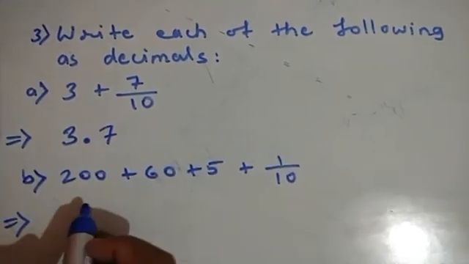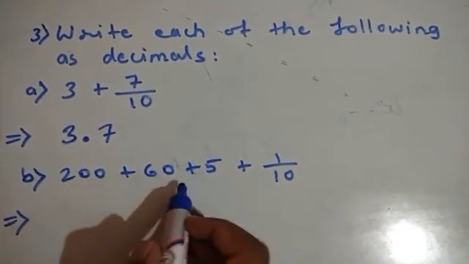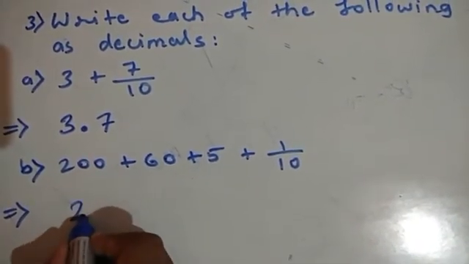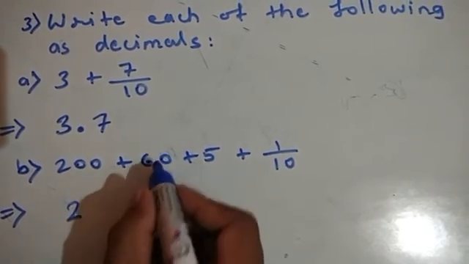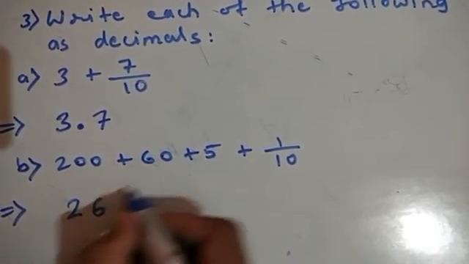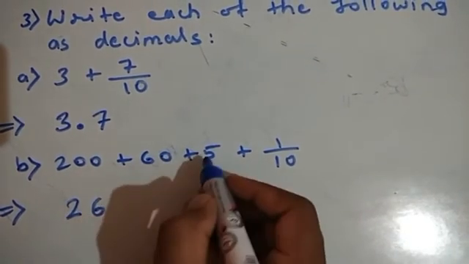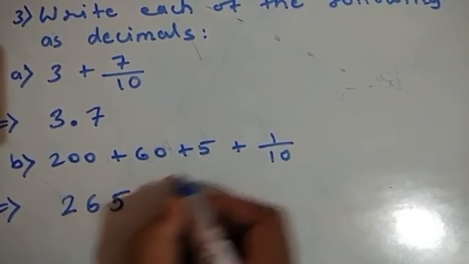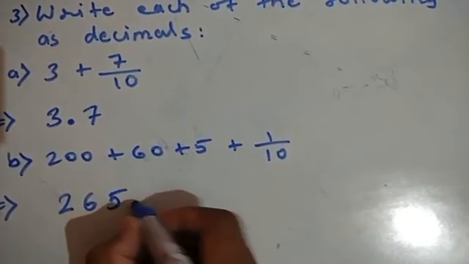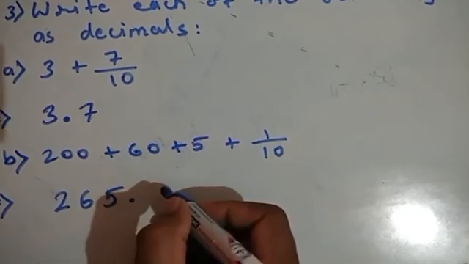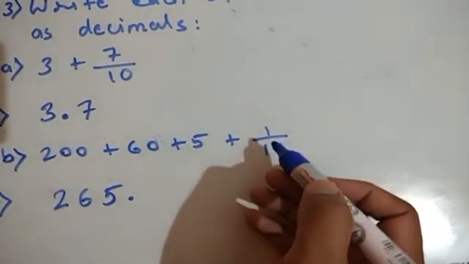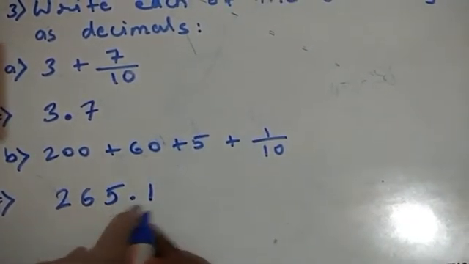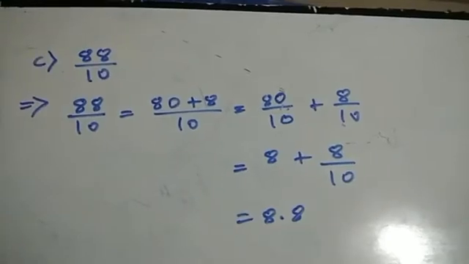Students, see here one more example, 200 plus 60 plus 5 plus 1/10. Here see how many hundreds we have? 2 hundreds, and we know that before hundreds what will come? Tens will come. How many tens we have? 60 means 6 tens, right? Before that how many ones will come? 5 ones will come. Then before ones decimal point will come, and after that in decimal part tenths will come first. How many tenths we have? 1 tenth, right? Therefore 1 will come. That is 265.1.